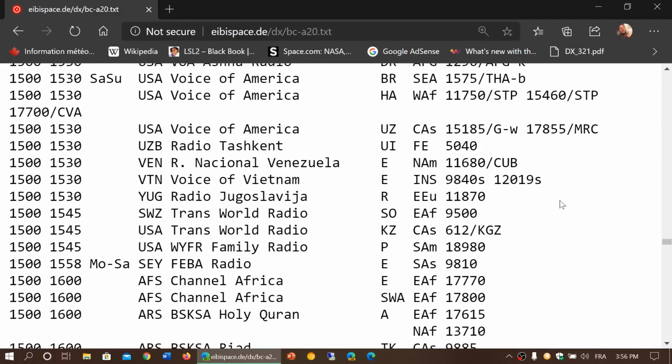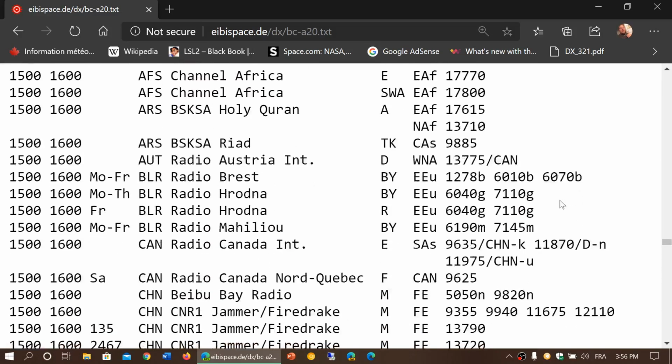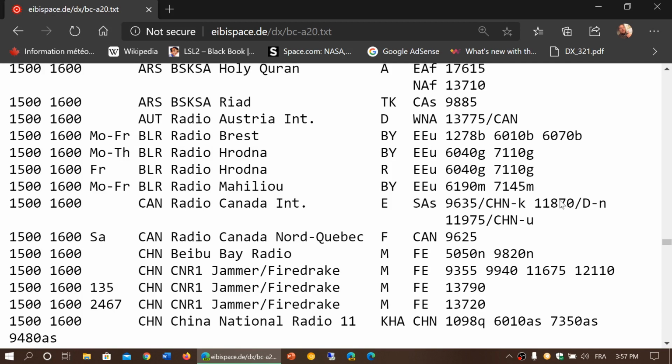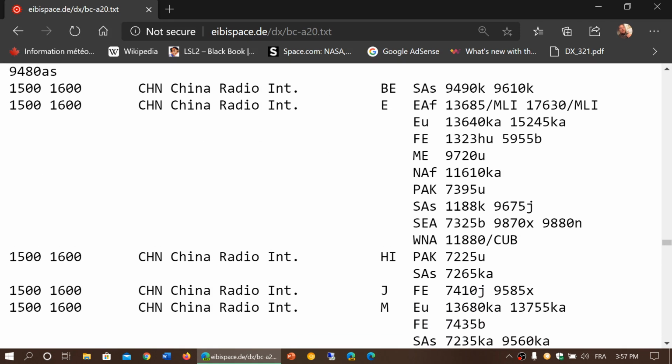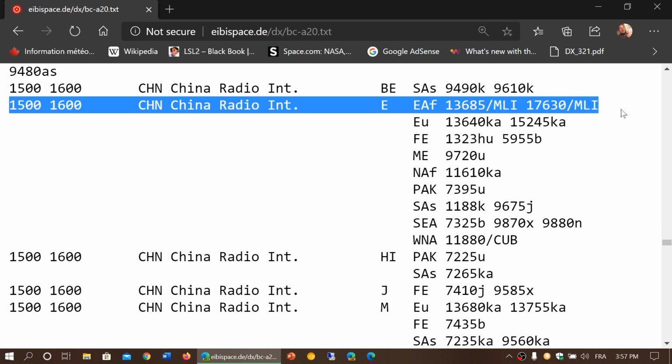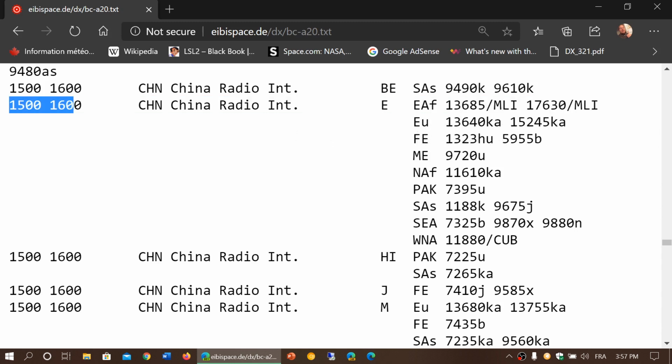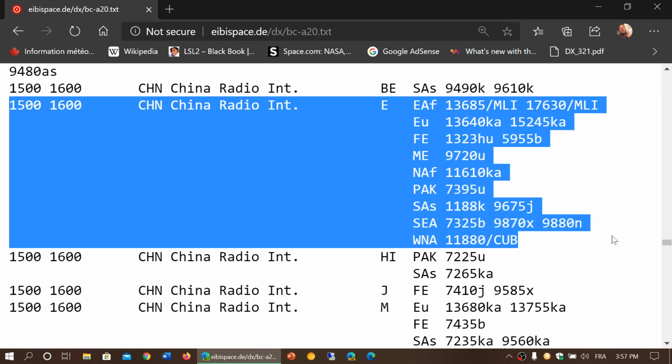Let's go and check out another example. Okay, here's one that could be of interest. This one has a lot of entries, also with different frequencies. So let's expand it like this. This is a whole listing of China Radio. That's why there are no names below it. It's all the different frequencies, target areas, and so on. So an example here, once again, 15 to 16 UTC.